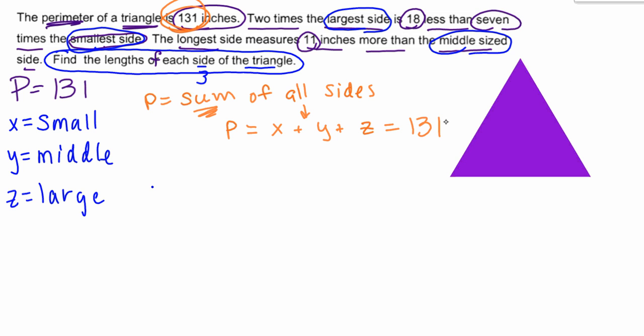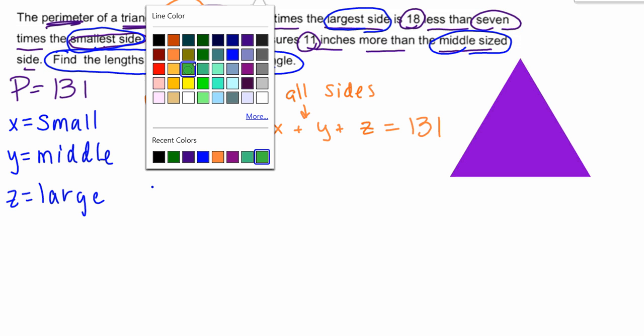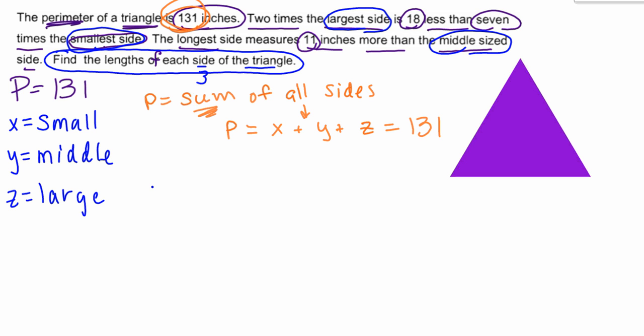Sorry, 3 variables, we're looking for 3 equations. I said that backwards. Rewind. Okay, let's talk about the next sentence. First sentence is done. It's out of here. We took care of it. Let's go some greenish here. The next sentence is big. 2 times the largest side is 18 less than 7 times the smallest side.